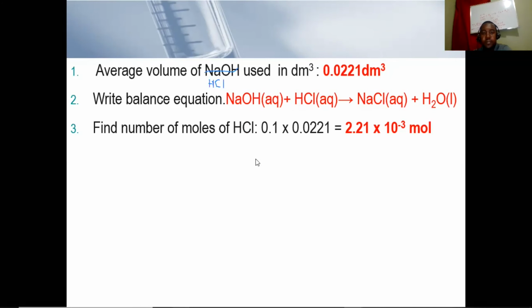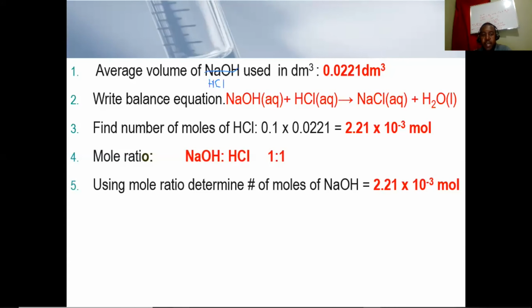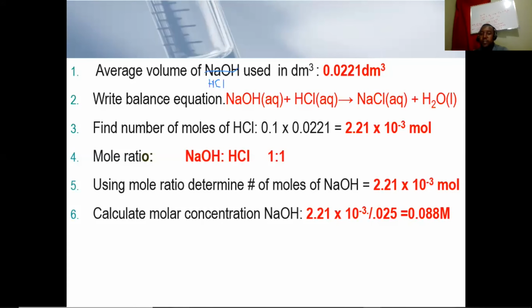So we find the mole, which is your concentration times your volume, right? So concentration times volume gives us the mole. So that's the mole of the acid that is produced, right? And the ratio between NaOH and HCl is a 1-to-1 ratio based on your equation. So that tells us that it's the same mole of NaOH that is present in this reaction. So now we can find the molar concentration of NaOH, which is your mole divided by the volume. And since it was in the pipette, it's always 25 centimeter cube. We divide it by 1,000 to get it in dm cube. So we get the molar concentration of NaOH to be 0.088 molarity.